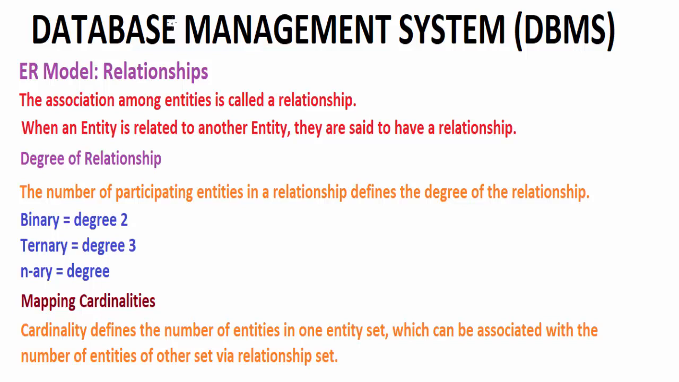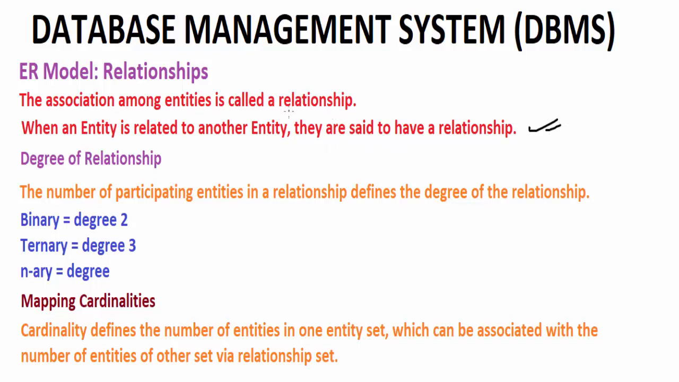Welcome back everybody. Today we'll be continuing Database Management Systems (DBMS), and we'll be continuing the ER model. Today we'll be studying relationships. The association among entities is called a relationship, as simple as that. It means that when an entity is related to another entity, they are said to have a relationship. This is the basic definition.